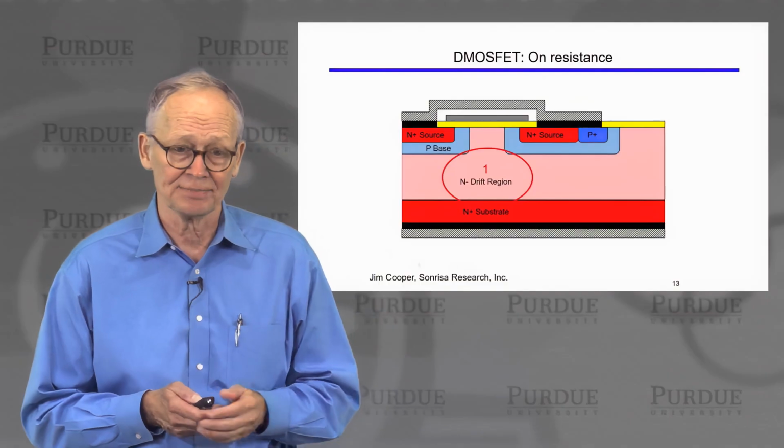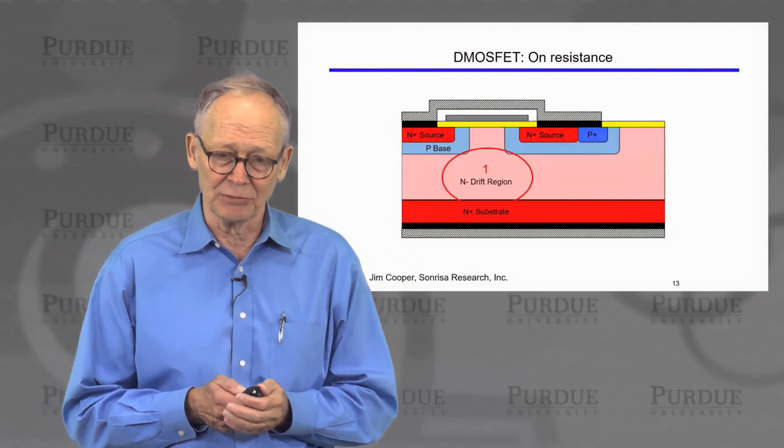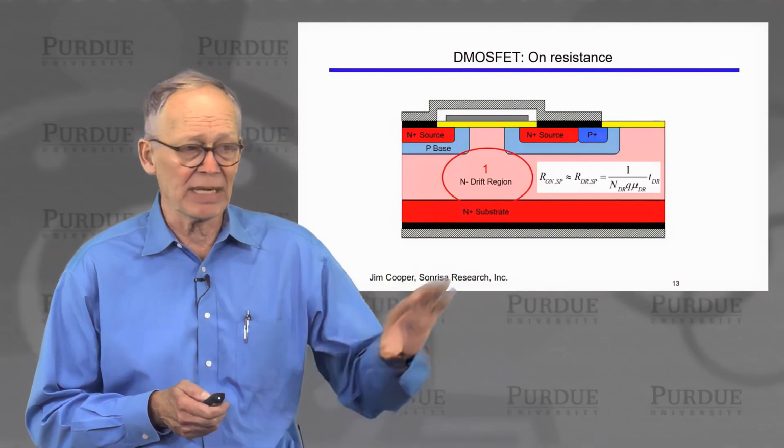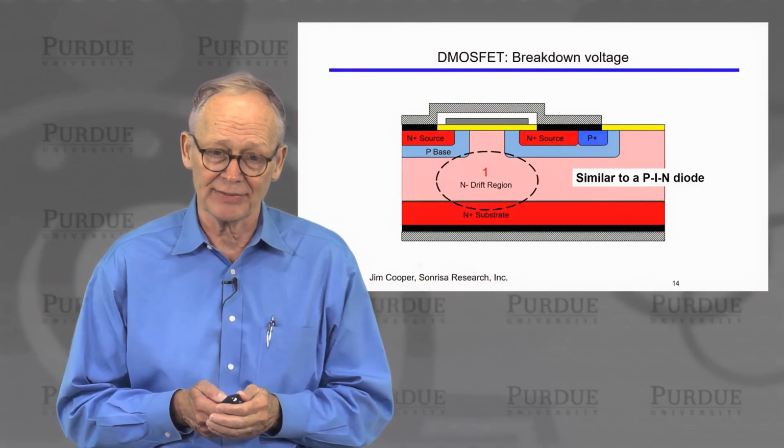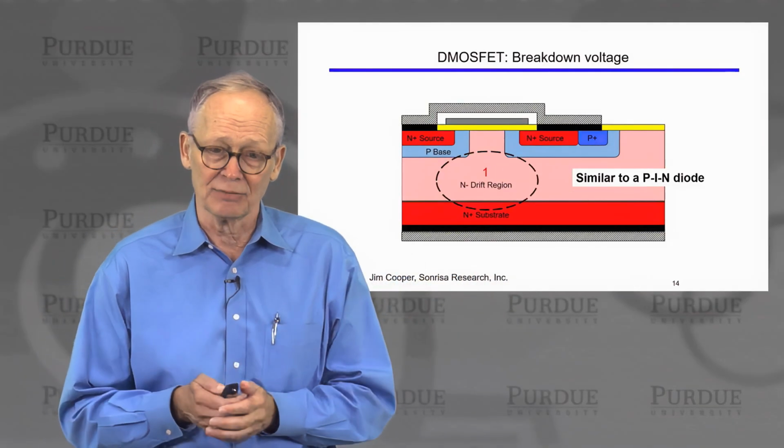So very simple expression, and this is the component that will dominate the on resistance in a high voltage device. Okay, so we've talked about on resistance, and we have a simple expression for the dominant component in a high voltage MOSFET. Let's talk about breakdown voltage.